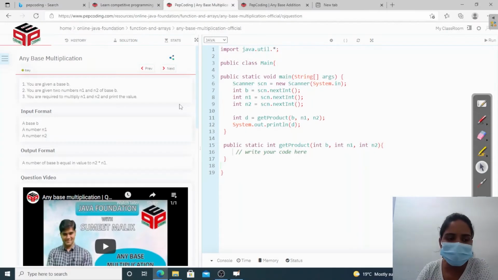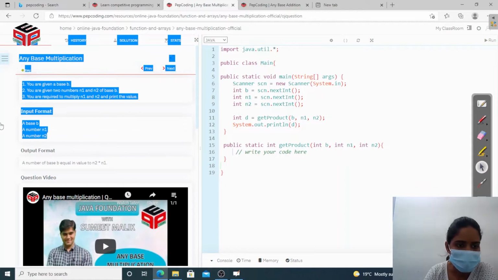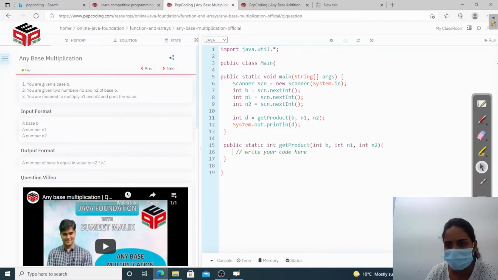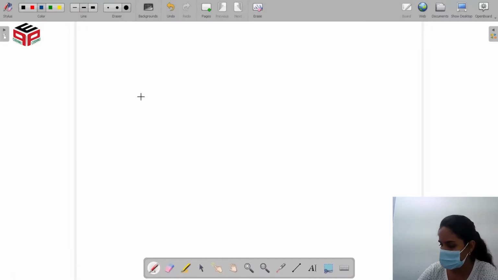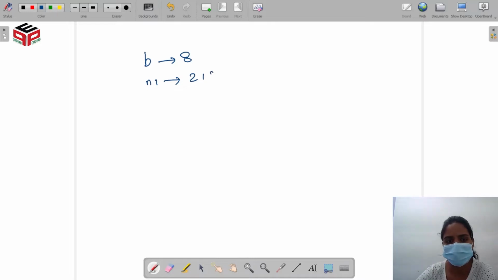Hello ladies and gentlemen, in this video we are going to discuss the solution of any base multiplication. Here we have a base, a number n1 and a number n2. Suppose our base is 8, n1 is 2156, and n2 is 74. So how do we do normal multiplication? 2156 is multiplied by 74.